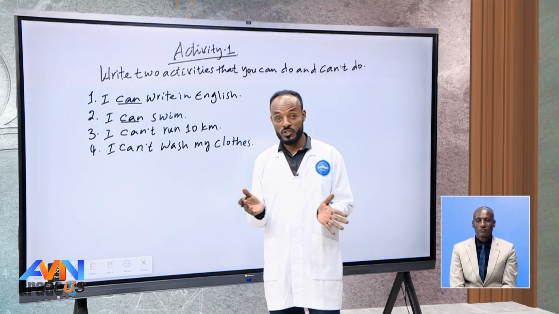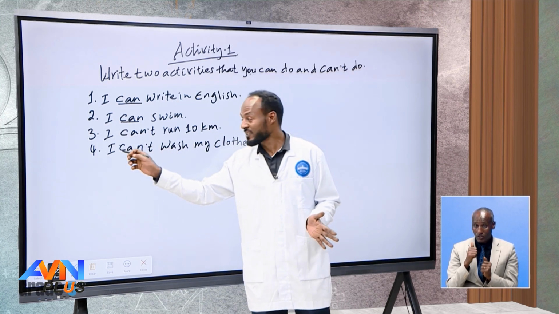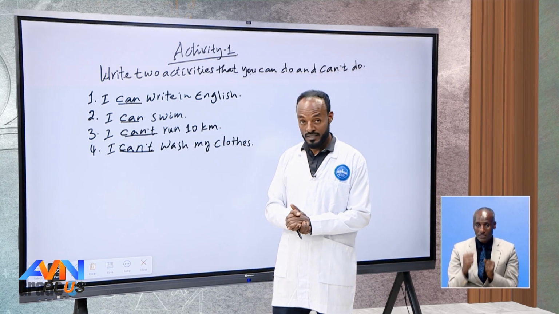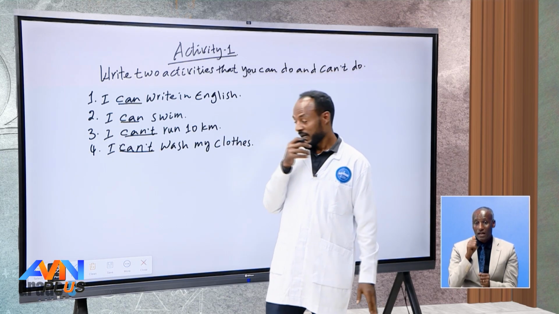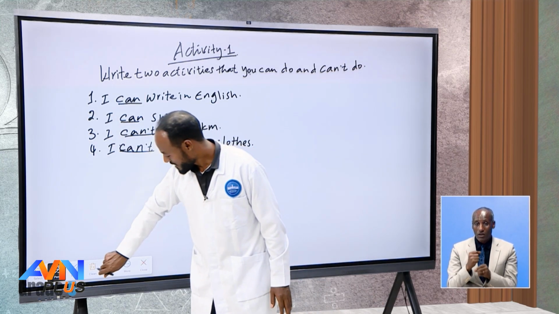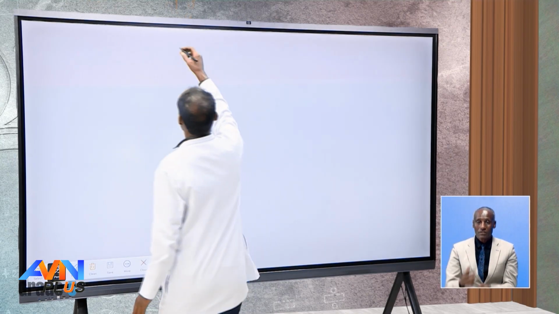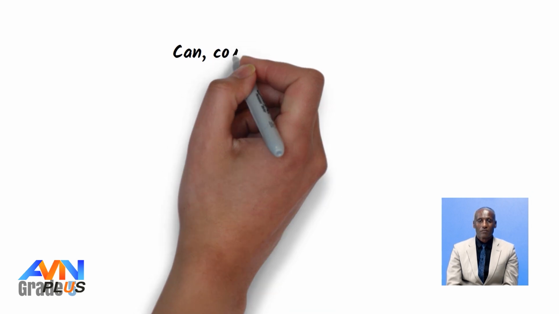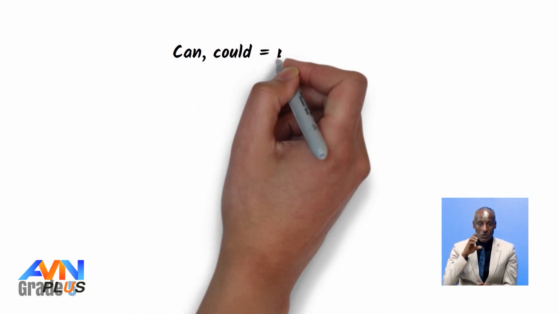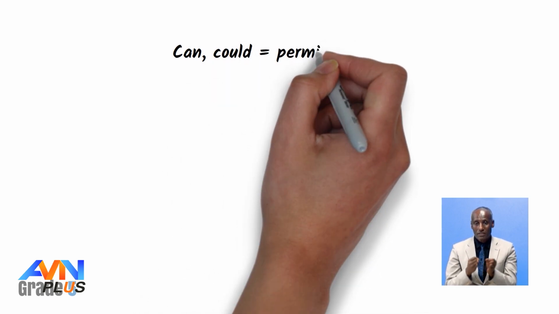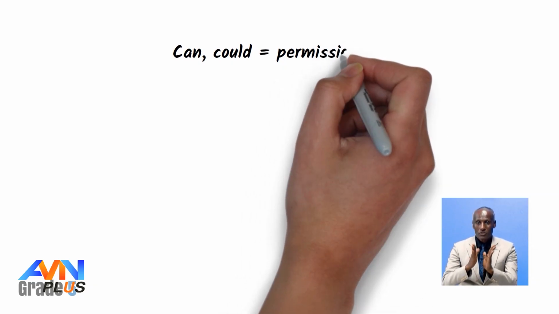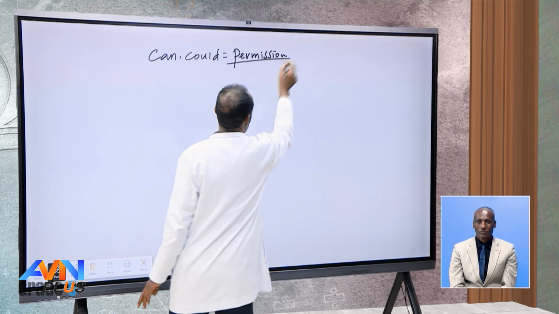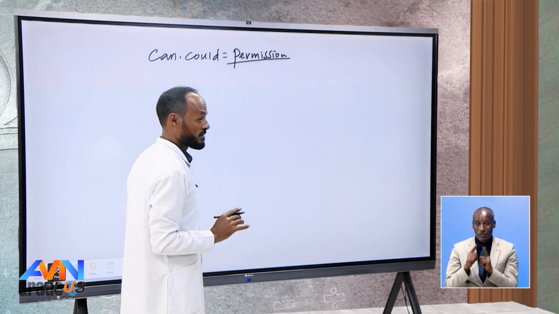Look, if you cannot wash your clothes, you can say what? I cannot wash my clothes. This is just for example, okay? Is it clear? Bravo. And also we can use this concept, can and could, to express what? To talk about permission. Example.